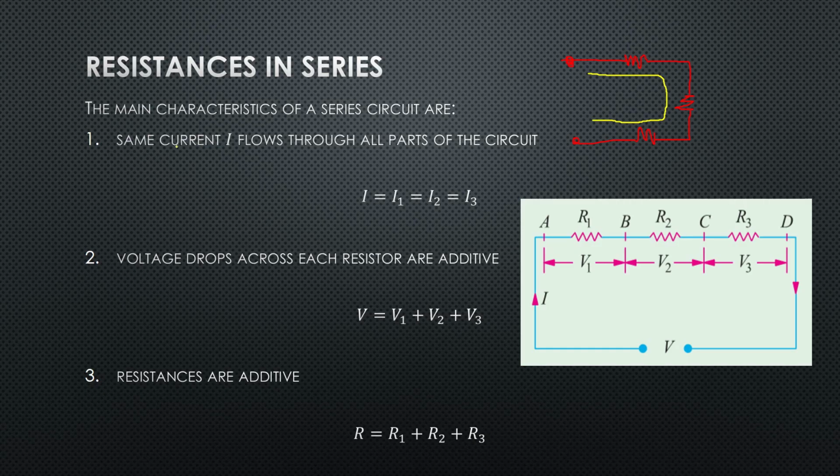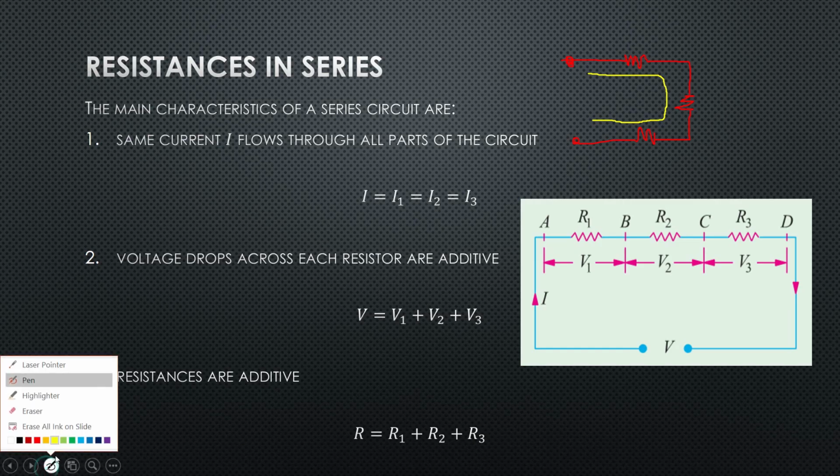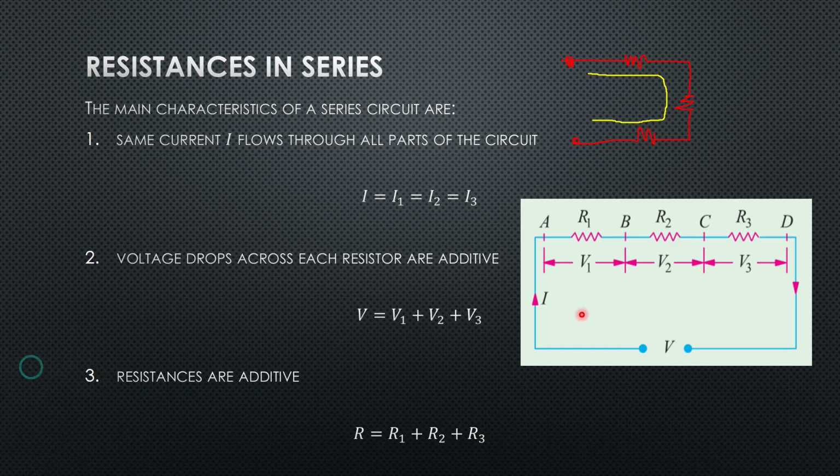In series, the same current I flows through all the parts of the circuit. That is, if I have current I here, that current will continuously flow in the circuit, then going here, and passing through resistance 3 and going back to the voltage source, then continuous flow.